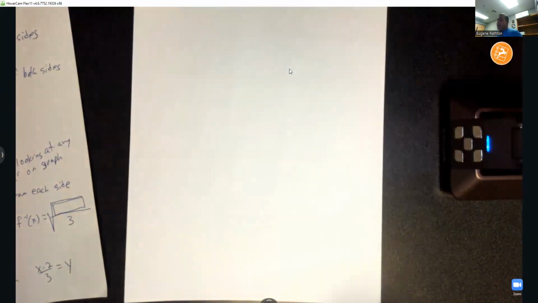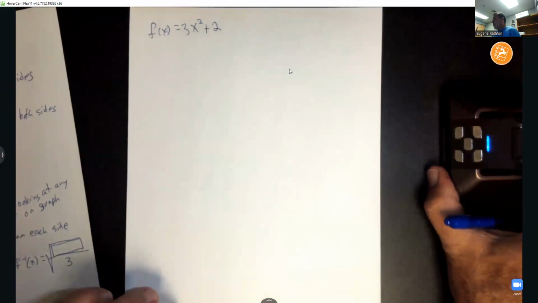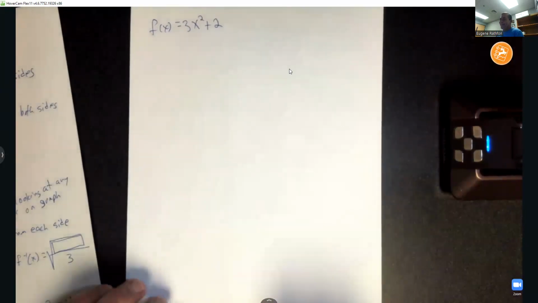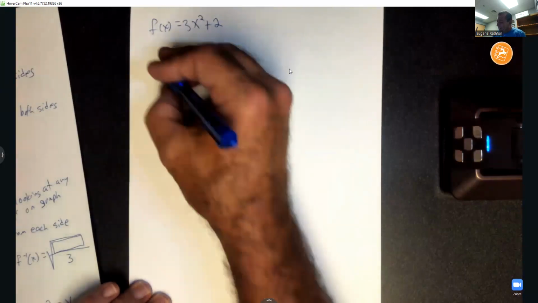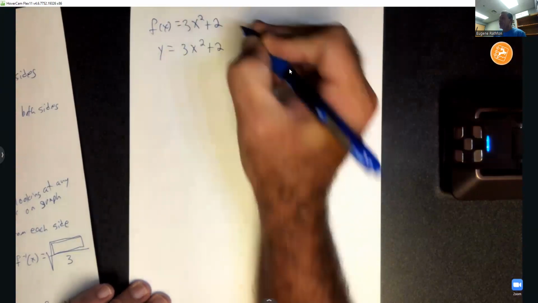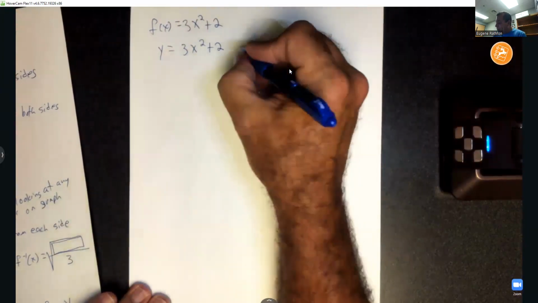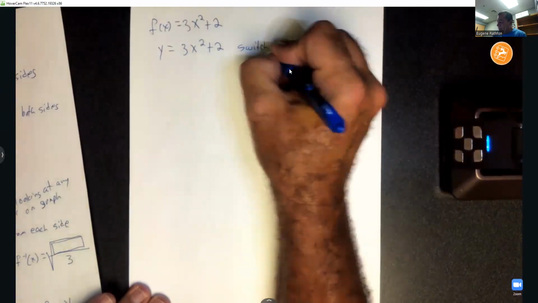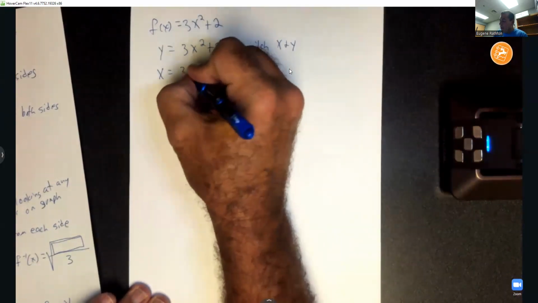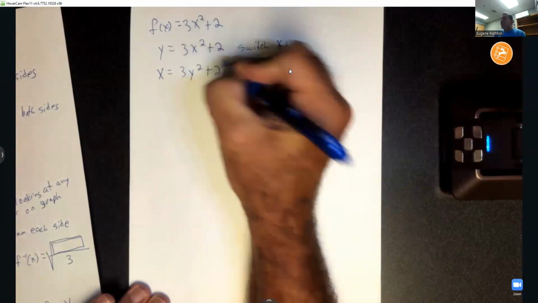Or I could maybe say, hey, this was a test to see if y'all were going to make me flip it, right? All right, so here we go. Y equals 3x squared plus 2. Switch them. X equals 3y squared plus 2.